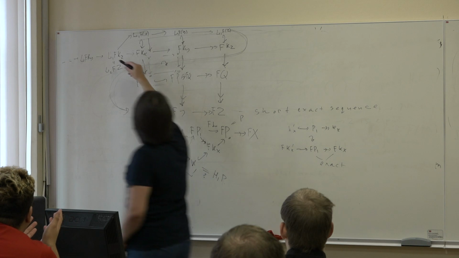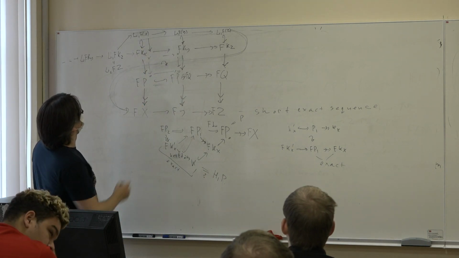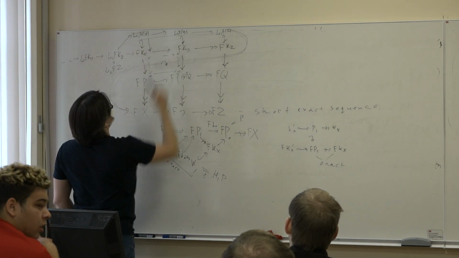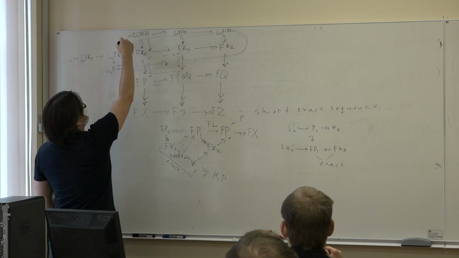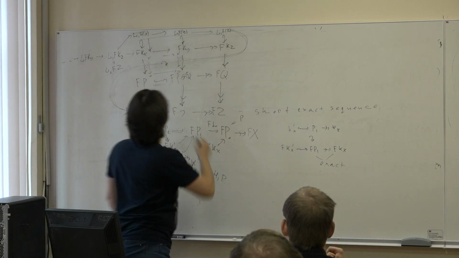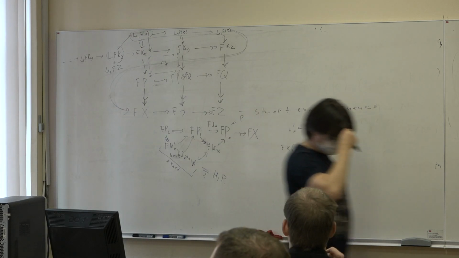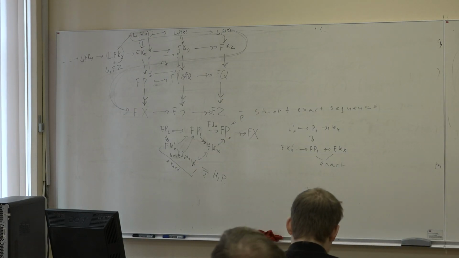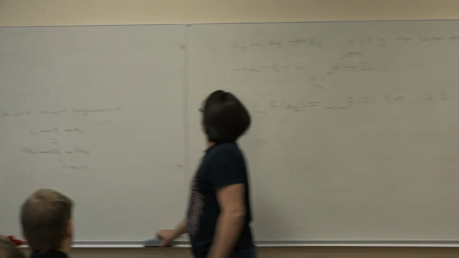So you construct here a map, and now one can show that you still have exactness here and here. Simply a diagram chase. We have finished with the long exact sequence.